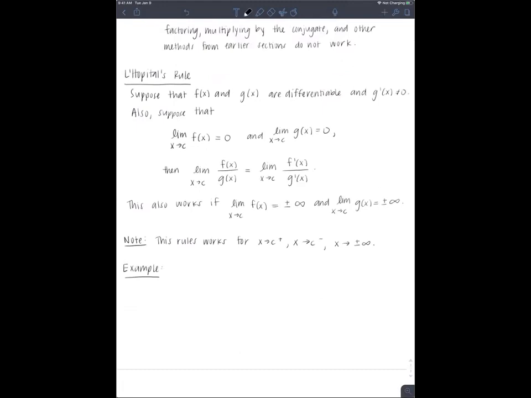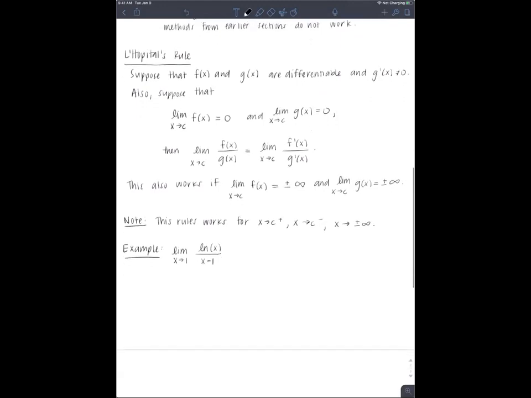But let's look at the example that we couldn't figure out how to do earlier. So if I give you the limit as x approaches 1 of ln of x over x minus 1, I'm going to use L'Hopital's rule. And so if I had to pick an f of x here, what would my f of x be?